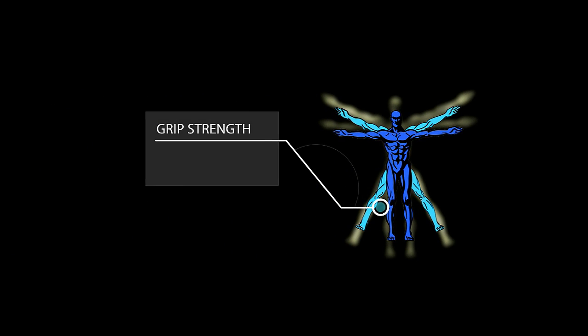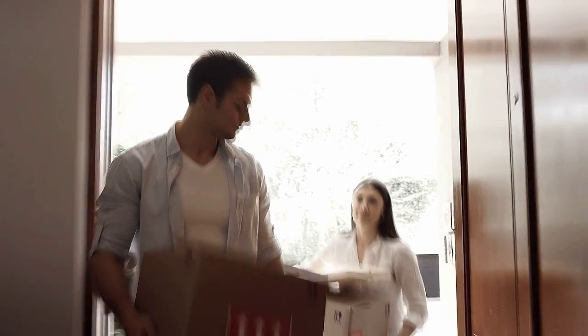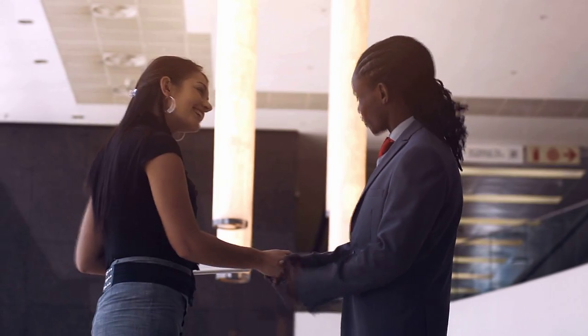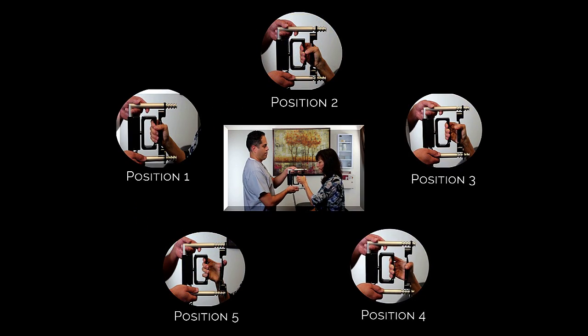A good hand grip is vital to many different activities in daily life. Everything from carrying objects to a good handshake depends on good grip. When we test grip strength, we test all 5 positions, not just the standard position that's required by the AMA. By testing all 5 positions, we can evaluate whether a full effort was given by the individual being tested.